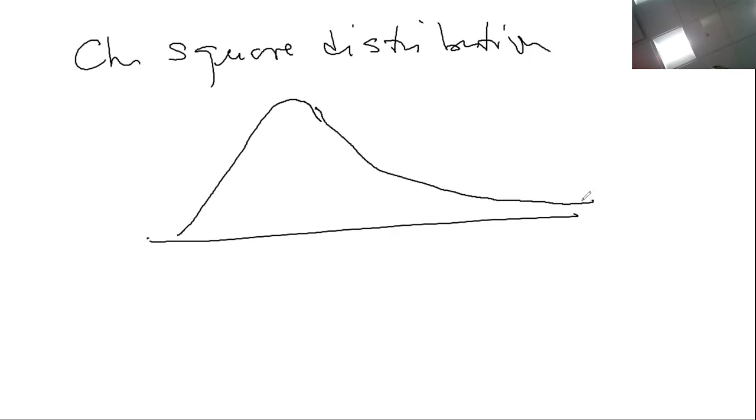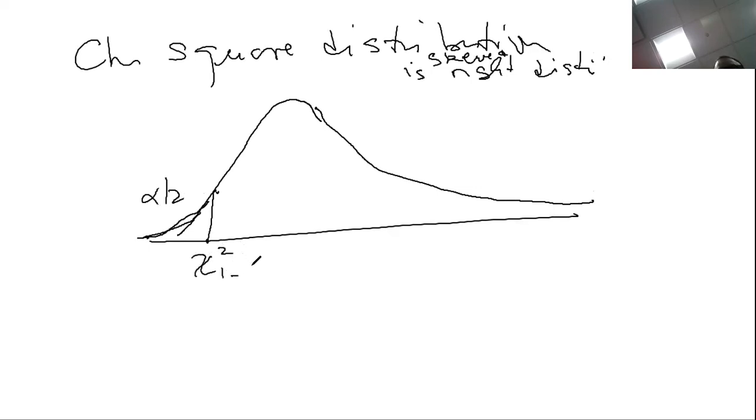You see that the left and the right are not of the same nature. So if this is alpha over 2, then the right side is skewed to the right, I'm sorry. So this will be chi-square 1 minus alpha over 2, because the right side for the left tail of alpha over 2 is 1 minus alpha over 2. And this area will be chi-square alpha over 2.